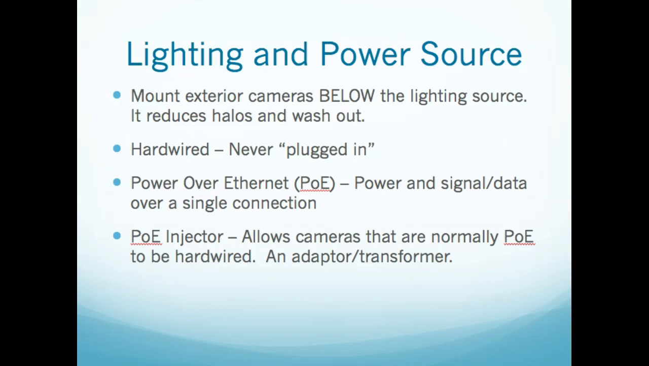So, general rule, mount your cameras below your lighting source. We hardwire cameras. We never plug them in. So when we go into a power source, we just don't plug them into a wall socket or into an Ethernet port, right? Because they can do power over Ethernet. We just don't plug them in. We hardwire them in. Why do we do that?